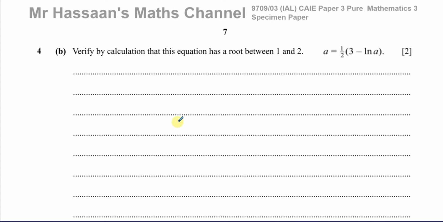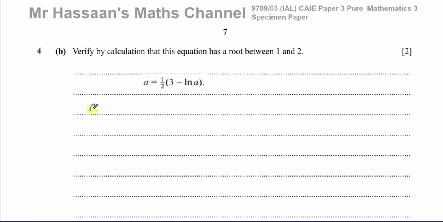Now for 4 part B, it says verify by calculation that this equation, meaning the equation that we had to prove or show in part A, has a root between 1 and 2. So this is the equation that we had to show, and we have to show that this equation has a root between 1 and 2. So when you have a question like this, you have this equation. First of all, you rearrange the equation so it says equals 0. You can do it in either way.